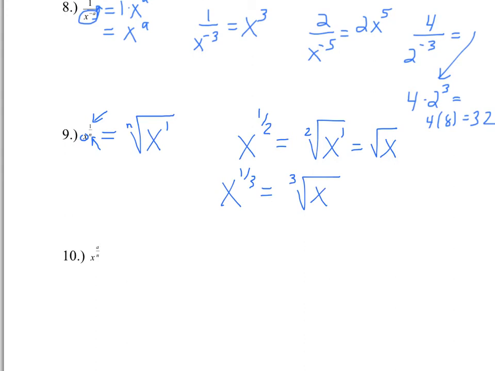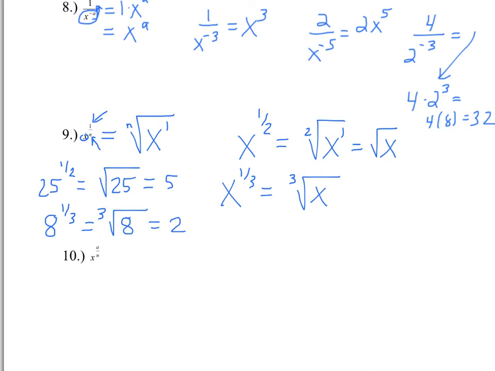If I ask you without a calculator to tell me what is 25 to the 1/2 power, you have to know that that's just the square root of 25, which is 5. Or if I say, tell me what 8 to the 1/3 power is without a calculator, you need to know that this is the cube root of 8. Technically 8 to the 1st, but just 8. That's going to give us 2, because 2 times 2 times 2 will give us 8.